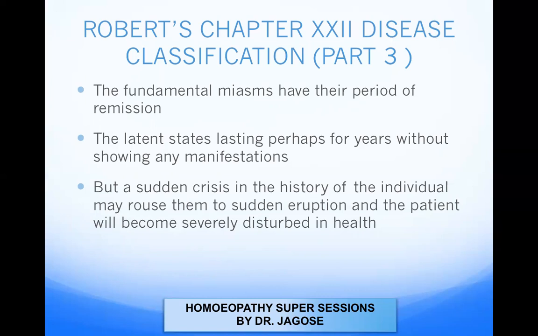But a sudden crisis in the history of the individual may arouse them to sudden eruptions, and the patient will become severely disturbed in health. But suddenly there occurs some exciting cause which may trigger the latent state of the Psoric miasm, and it will disturb the health of the patient. So when the latent state of the miasm, where there is no disease being expressed, under favorable environmental conditions gets activated, the symptoms again reoccur.